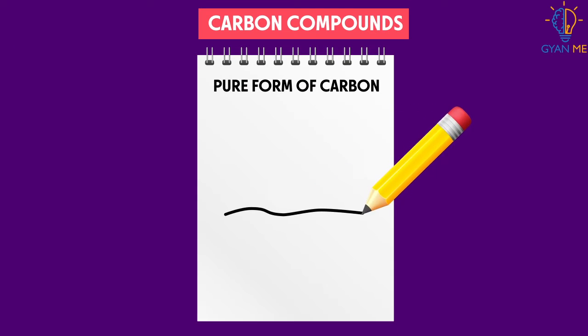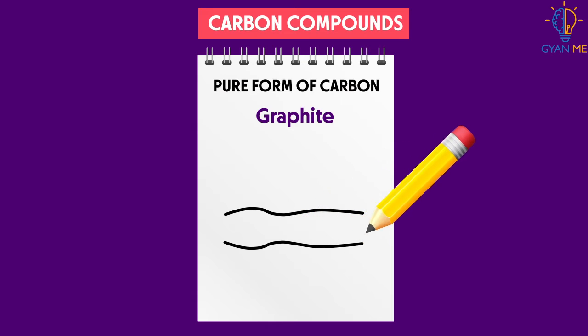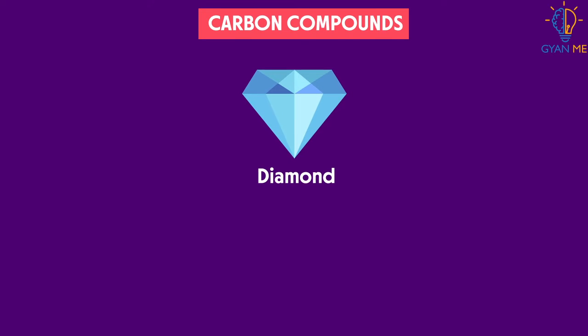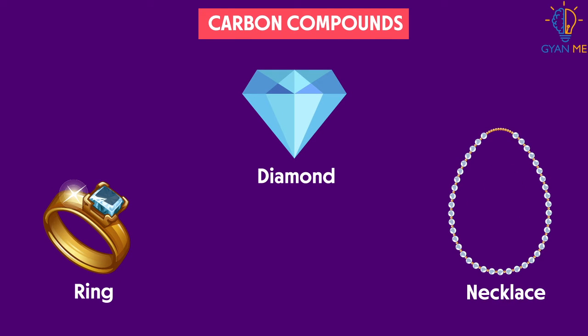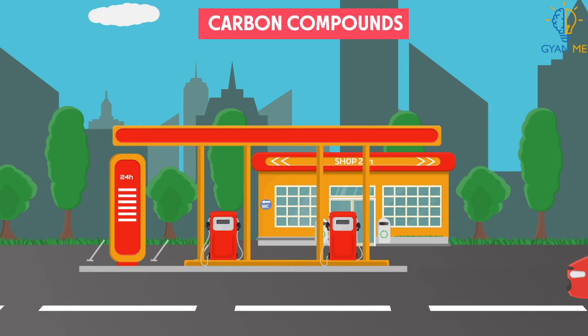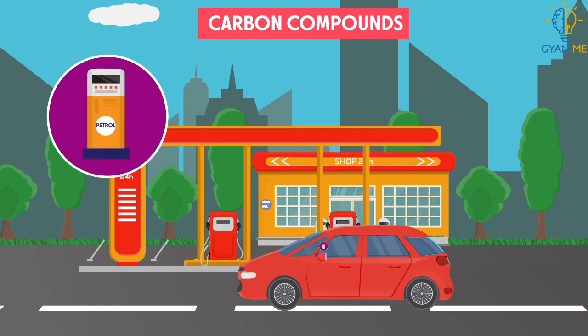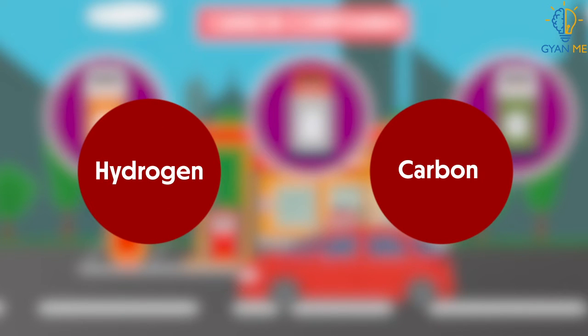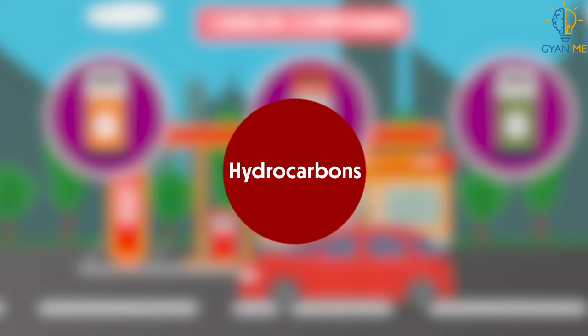Pure form of carbon, like graphite, is used to get black color in pencil lead. You must be knowing it, I'm sure. The diamond used in a ring or a necklace is also a pure form of carbon. Later in this chapter, we will learn about these two forms of carbon in detail. Then we talked about the fuel used in vehicles, that is petrol, diesel and natural gas. They are mainly composed of compounds of hydrogen and carbon jointly called hydrocarbons.